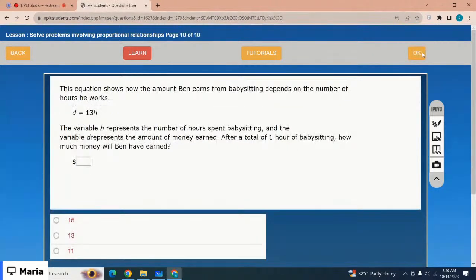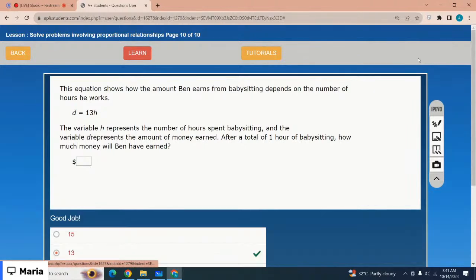The equation shows how the amount Ben earns from babysitting depends on the number of hours he works. That would be D equals 13H. So the variable H represents the number of hours spent babysitting and the variable D represents the amount of money earned. After a total of 1 hour of babysitting, how much money will Ben have earned? Very good. That would be $13, right? If he worked for 1 hour, he earned $13. The correct option is $13. Okay, we are done with the lesson.